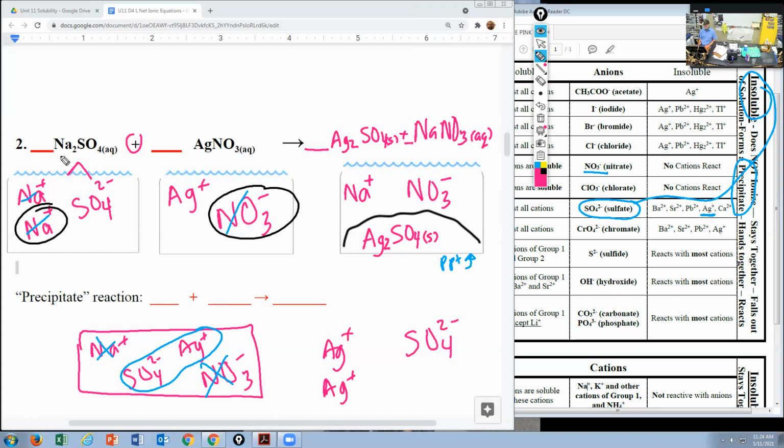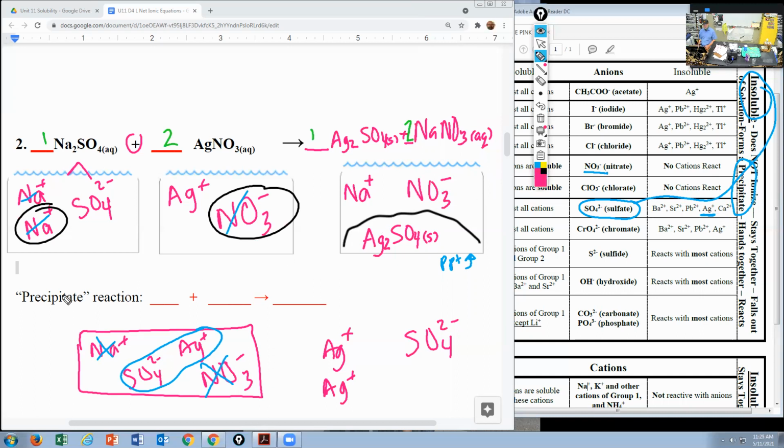We can balance this out and say, well, there's 2 sodiums here, and I'll put this in a different color so you can see it. So there's going to be 2 sodiums there. 1 sulfate here, 1 sulfate, good. 1 silver, 2 silvers. We're going to need a 2 there. Lucky for us, 2 nitrates, 2 nitrates. It balances out. 1, 2, 2, 1.